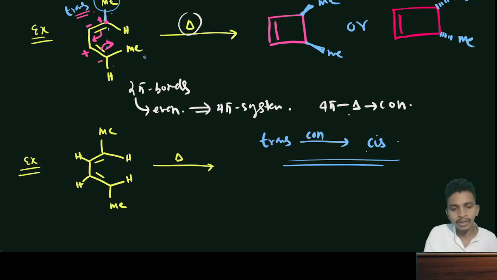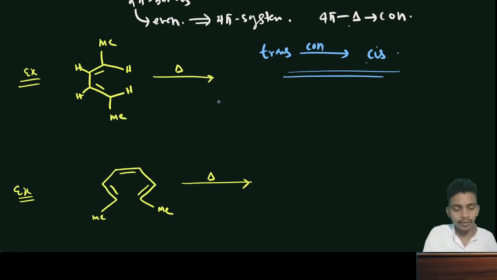So what I see is that where the new bond has formed, along that new bond we will define the stereo. Okay, so like that we will solve all the examples. So let's solve another example.